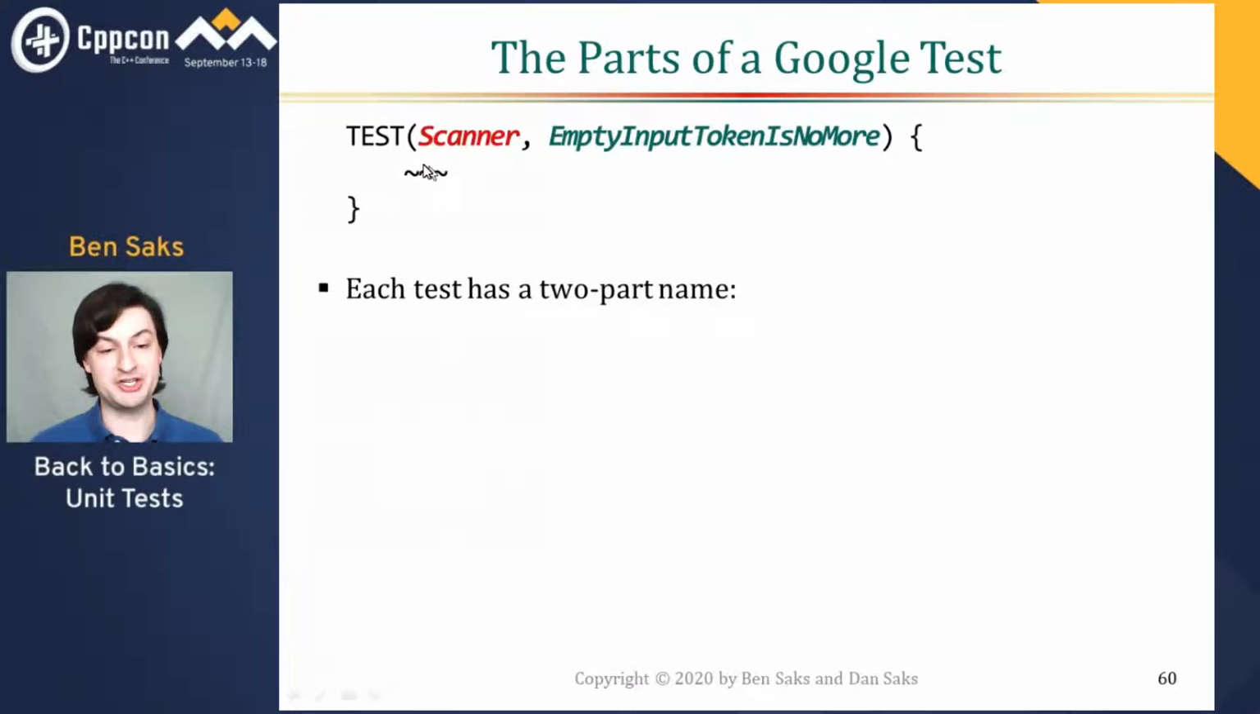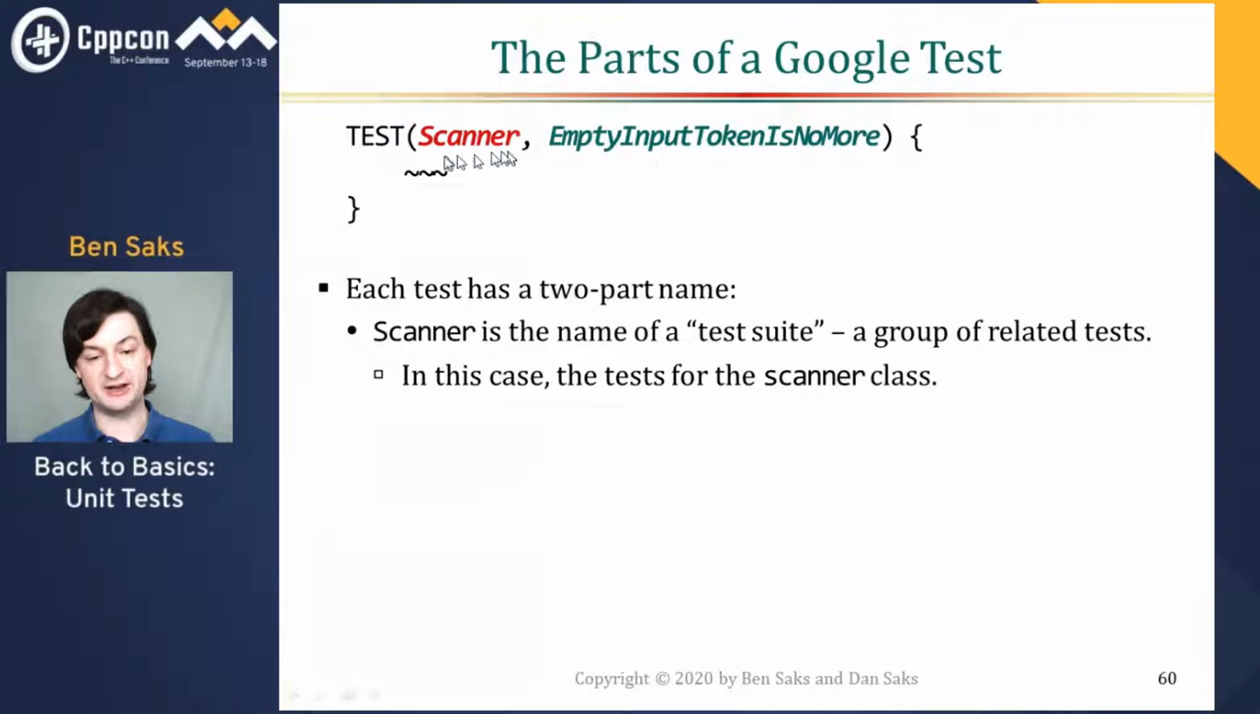So each test has a name that consists of two parts. The TEST here, capital T-E-S-T, is just a macro that assembles a function for running your test. And it names that function essentially based on these two pieces here. The first part, Scanner here, is the name of a test suite, as we call it, a group of related tests. In this case, they're the tests for the scanner class. By the way, traditionally, I've seen these names using capital camel case. That seems to be a convention. It's not a requirement.